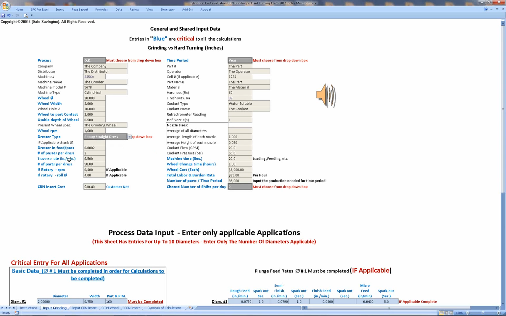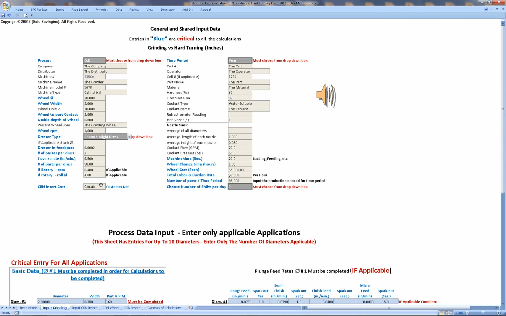The next 3 or 4 inputs are very critical because the dressing input is what's going to tell us what the wheel life will be relative to this particular application. We show the dresser infeed of 2 10,000ths, number of passes per dress 2, traverse rate in inches per minute at 6.5, number of parts per dress 50. The rotary RPM is 6,400, and the rotary diameter in this case is 4 inches.